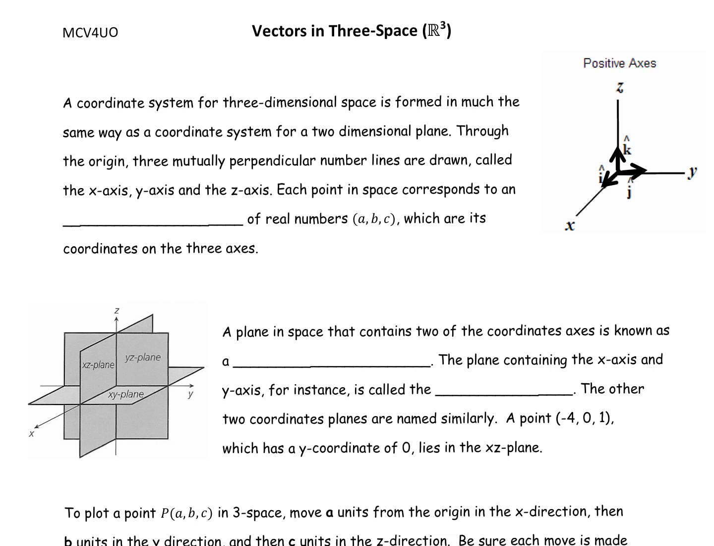So first we should know that each point is actually called, instead of an ordered pair, an ordered triple or triplet. And that, of course, would be some point A, comma B, comma C.